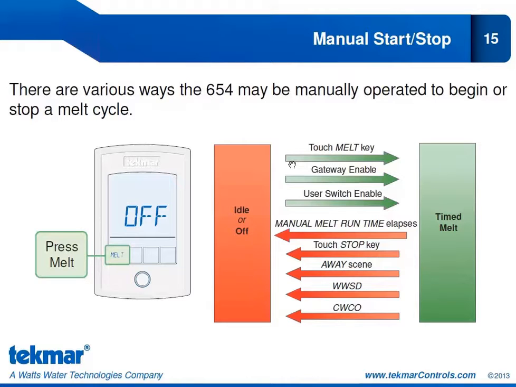How do we move from the timed melt back to the idle or off state? Well, it happens automatically when that manual melt runtime elapses, or again, we can force it off by touching stop at any time, changing it to the away scene at any time, and it happens automatically if the outdoor temperature either rises above the warm weather shutdown set point, or if it drops below the cold weather cutout set point, we will return to that idle or off position.